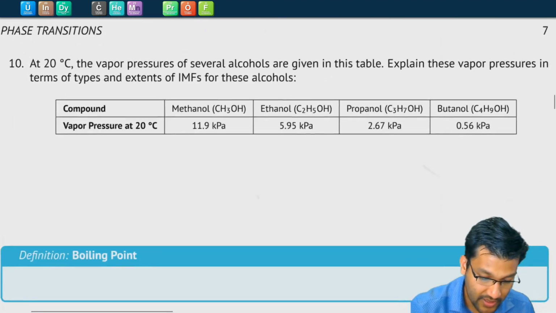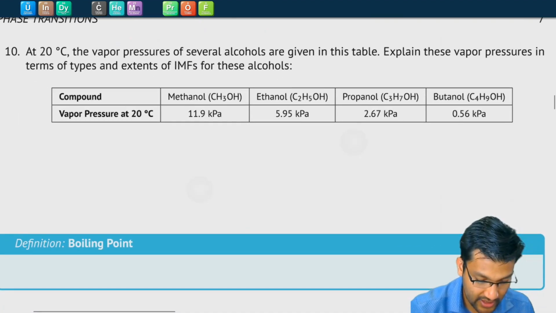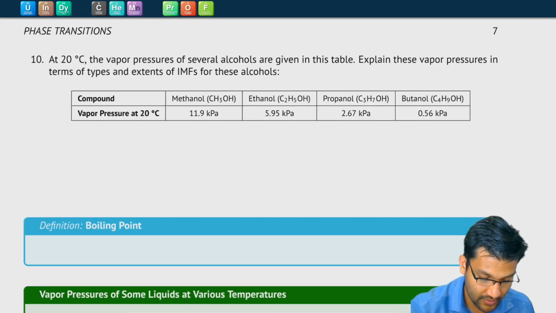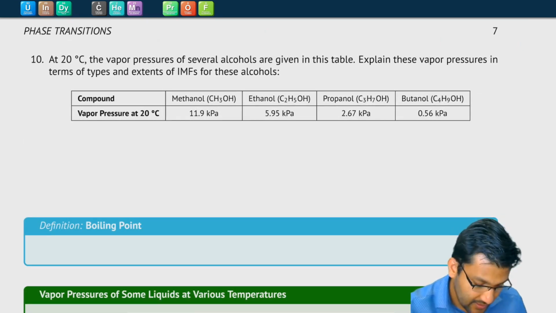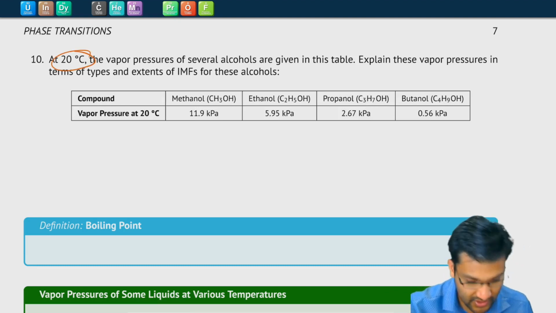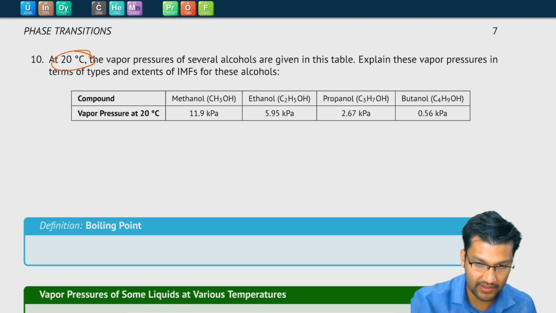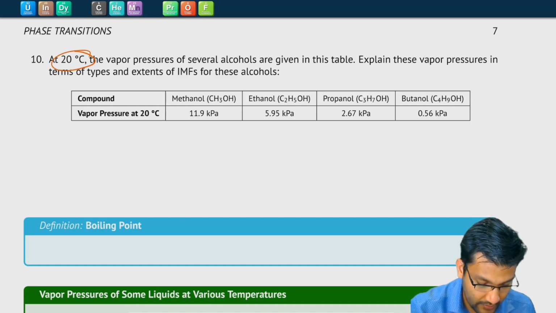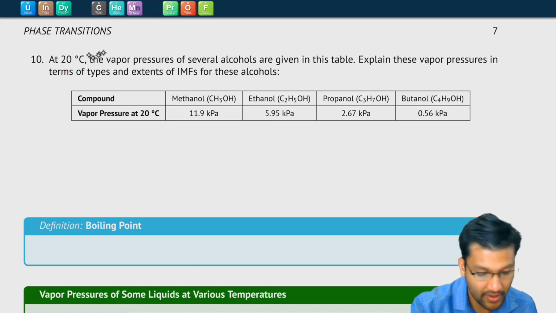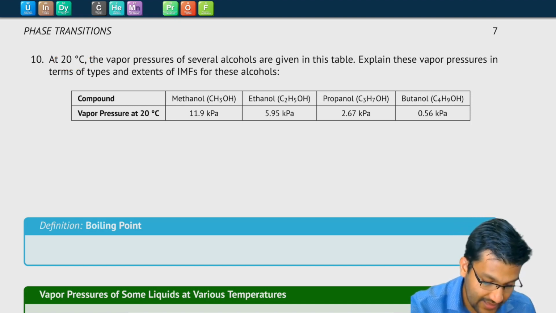All right. Try number 10 on your own and try to do the same reasoning. Okay, so let's look at number 10. We have a certain temperature, so they're all at the same temperature, which means that the average kinetic energy, well, they're all at the same temperature. The question is asking us to explain the various different vapor pressures.